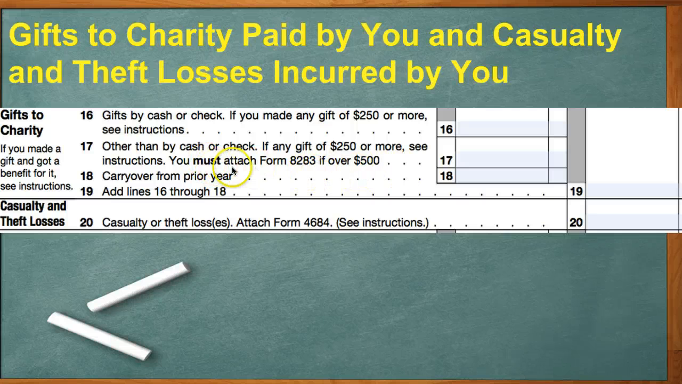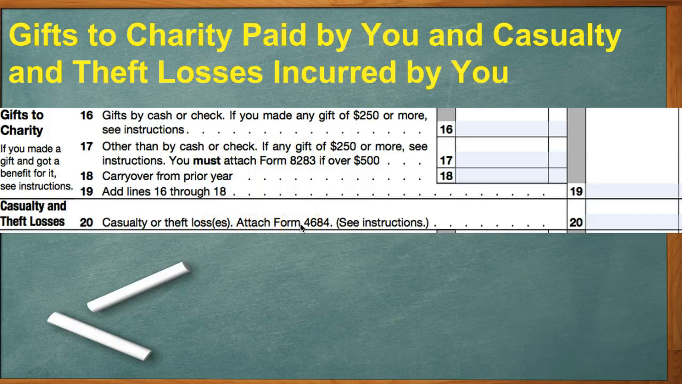Here it is. You must attach Form 8283 if you give a gift of over $500, but if you give a gift of $250, there are more instructions with that as well. Again, none of these are subject to any threshold, but just be careful about how much you give to make sure that you've filled out the appropriate forms.